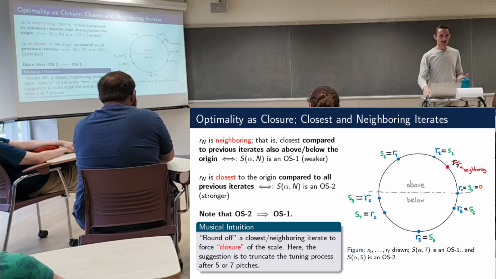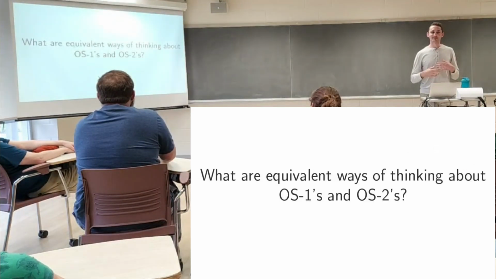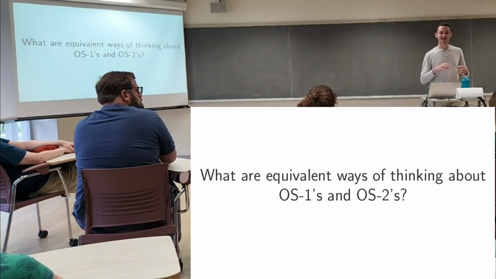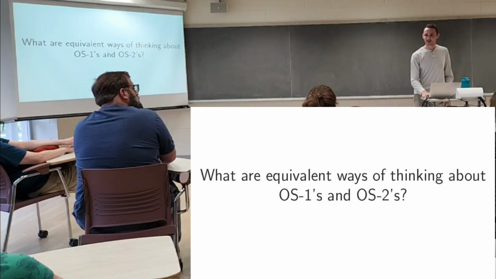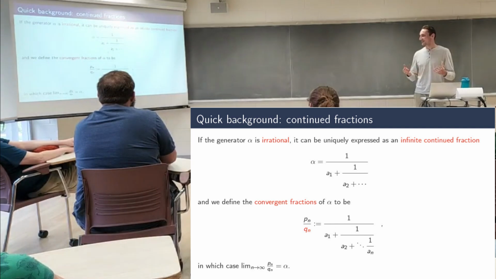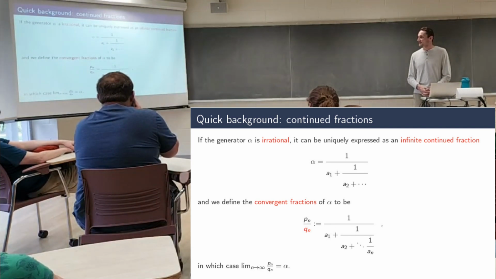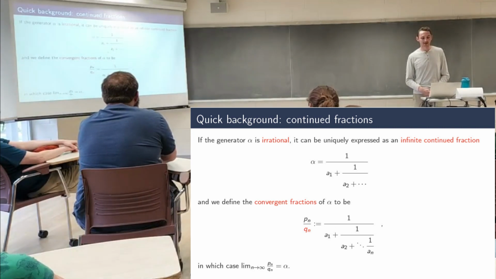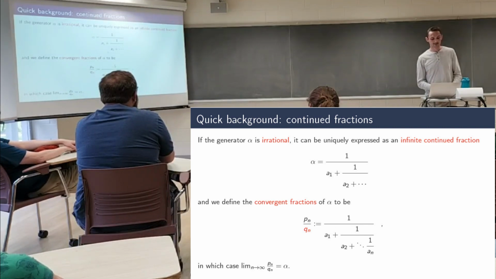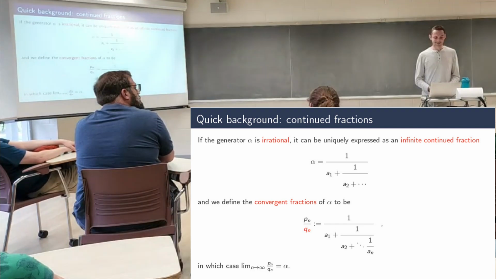Okay, so with that, now we're going to talk about some equivalent ways of thinking about these scales, which I think is kind of cool because they're not intuitively, logically equivalent, but you can prove that they are. So the first way comes from continued fractions. And before we get to it, here's just very quick background. If alpha is irrational, it can be uniquely expressed as an infinite continued fraction that looks like this. It's just an infinite nested fraction with these a_i's. You have to prove that, but we'll just accept it for now.